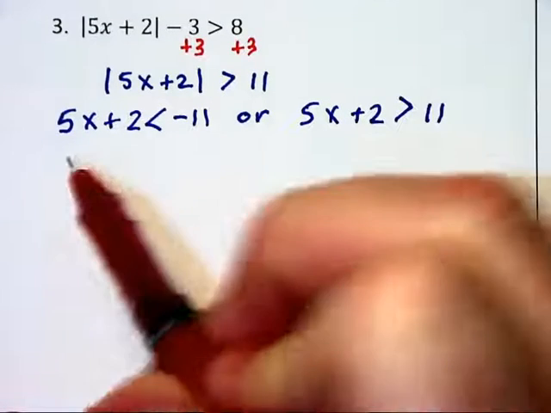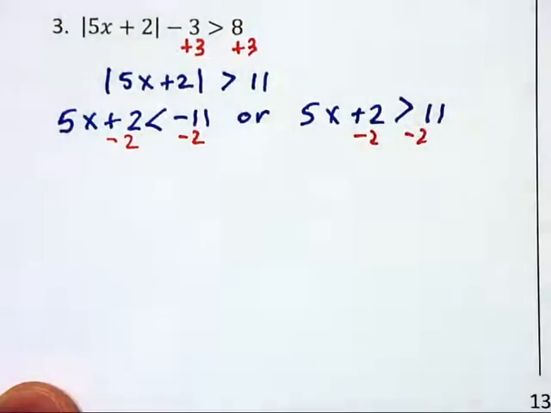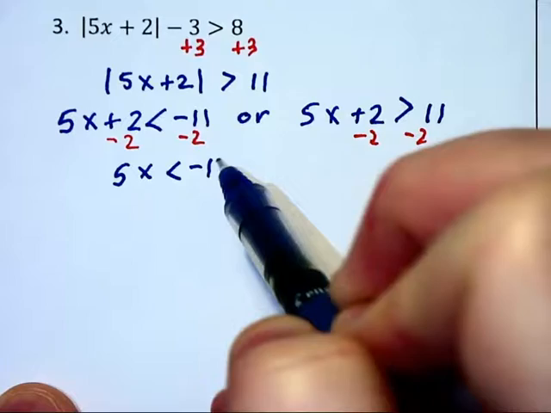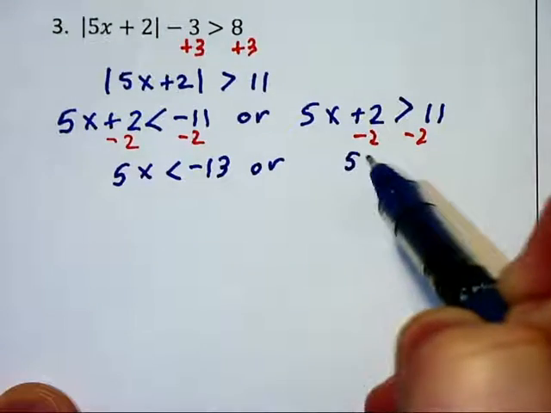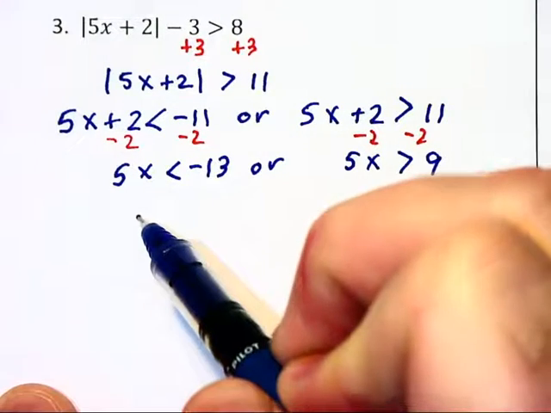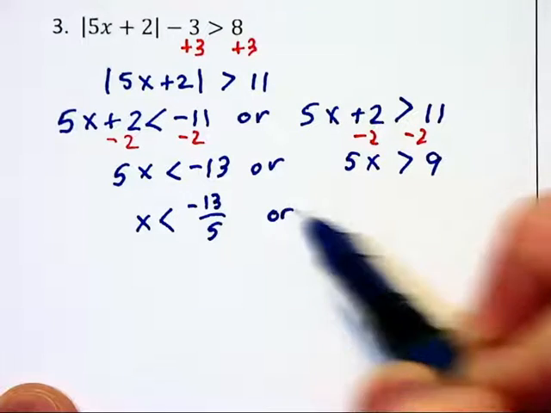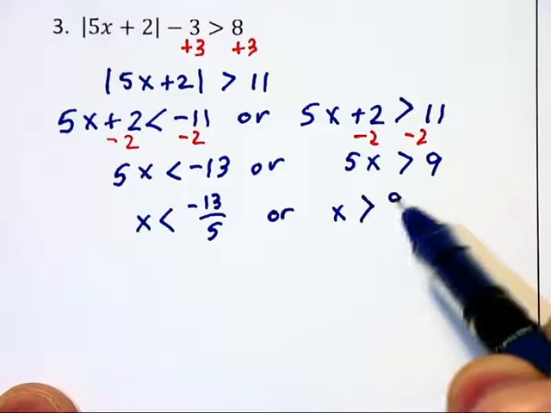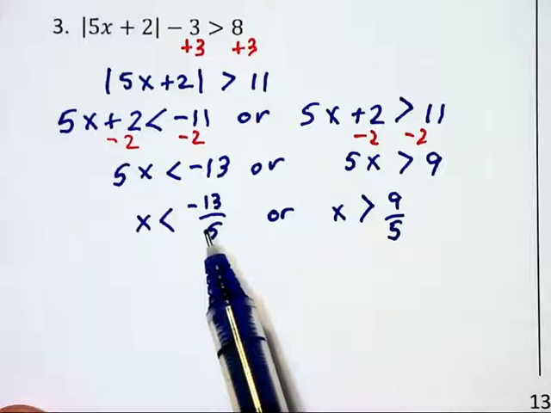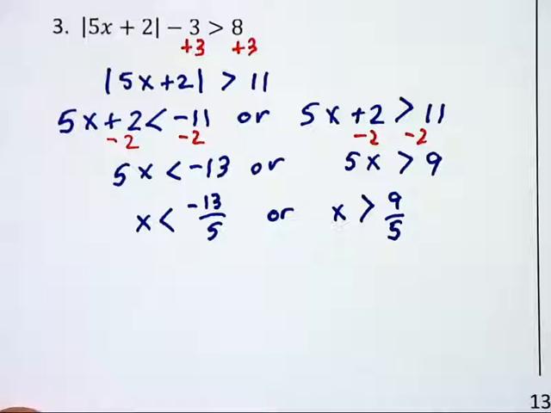Now we have two inequalities that can be solved rather easily. We begin by subtracting 2 on each side of each, leaving us 5x is less than negative 13, or 5x is greater than 9. And then dividing each by 5, we have x is less than negative 13 fifths, or x is greater than 9 fifths. And whenever you have an absolute value with a greater than problem, you're usually going to have an answer set that has two regions in it.